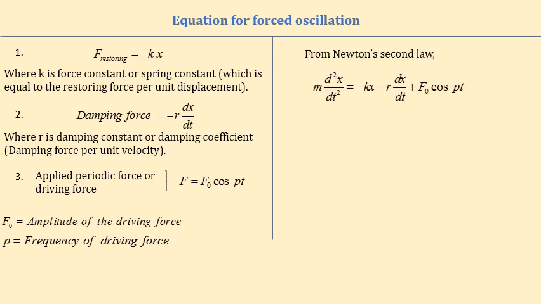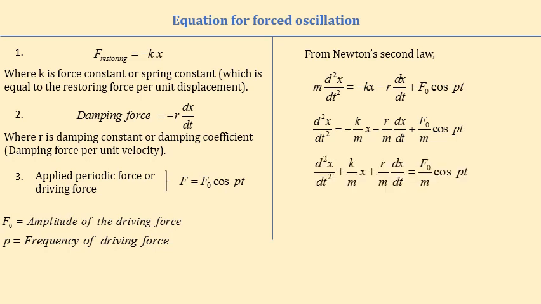Therefore we can write m into d square x by dt square equal to minus kx minus r into dx by dt plus F naught cos pt. So in this expression, if we divide by m, then we will get d square x by dt square equal to minus k by m into x minus r by m into dx by dt plus F naught by m into cos pt.